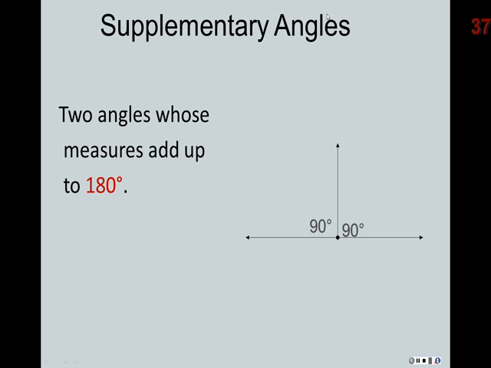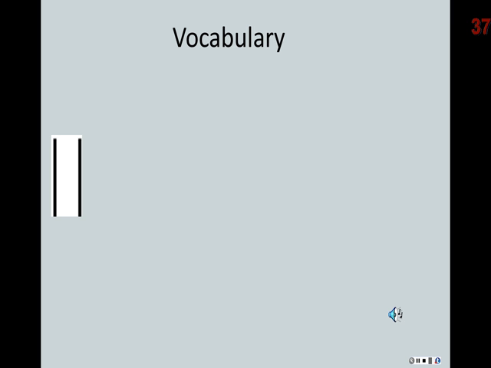Supplementary angles. Anytime I have two or more angles, and when I total them up, I get exactly 180 degrees, those are called supplementary angles. Okay? That's their relationship. So you need to know the difference: supplementary angles total 180 degrees, and complementary angles total 90 degrees. Okay? They have to total exactly those numbers to get those relationships.